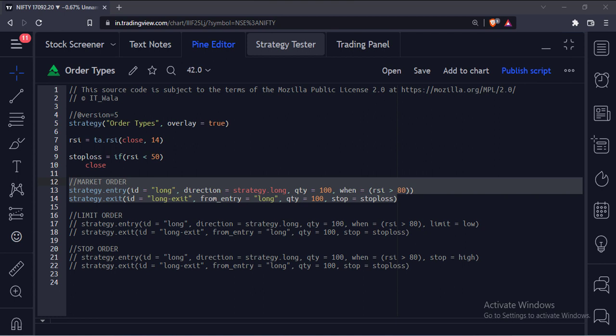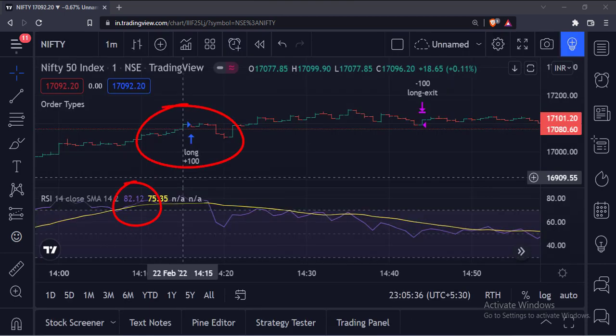Let's add this strategy to the chart. As you can see, when the RSI goes above 80, an order gets executed. And when the RSI goes below 50, we exit the order.